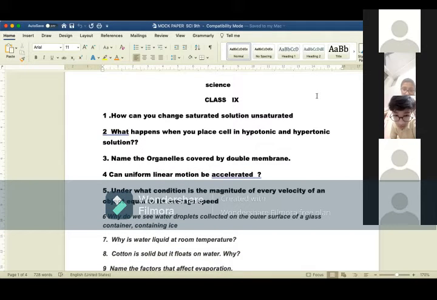The uniform motion means when the body moves. What does uniform motion mean? Ma'am, when a body covers equal distance in equal intervals of time, it is called uniform motion. So that means when the body is covering equal distance in equal intervals of time, the speed is not changing. Isn't it, children?